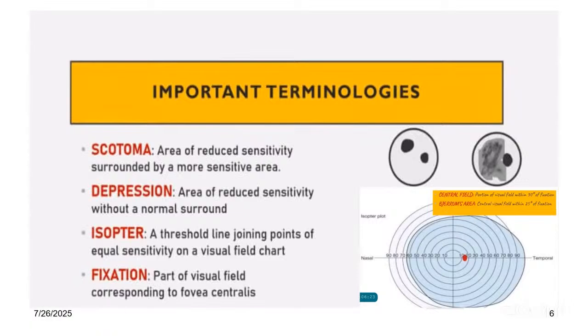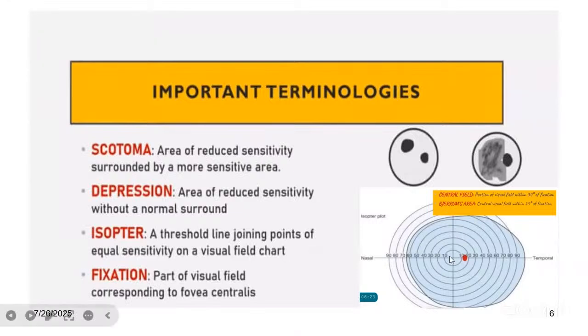You can see that there's a darker area in this gray region that's referred to as a depression, usually surrounded with an area of also reduced sensitivity, as you can see in the picture. And then an isopter is a threshold line joining points of equal sensitivity on a visual field chart.